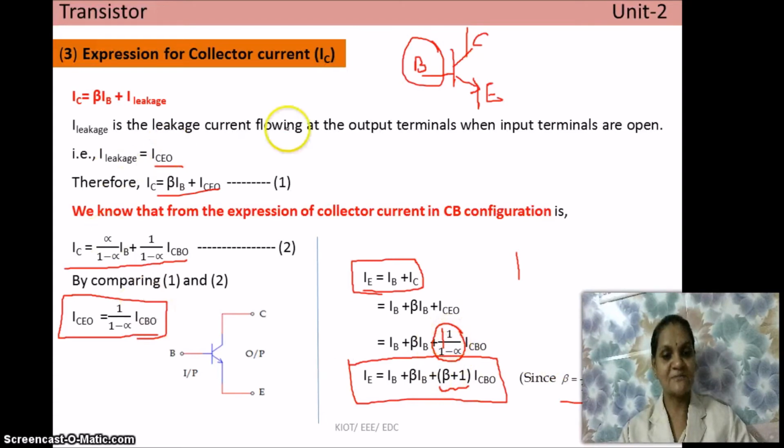So in a nutshell, in this collector current expression, what are all the things we have derived? You write the expression for collector current in common emitter configuration, compare that expression with the collector current in common base configuration, and you have identified the value of leakage current ICEO. This is leakage current in common emitter, and this is leakage current in common base. In addition, we have also derived the expression for emitter current IE. So emitter current IE is this one in common emitter configuration.